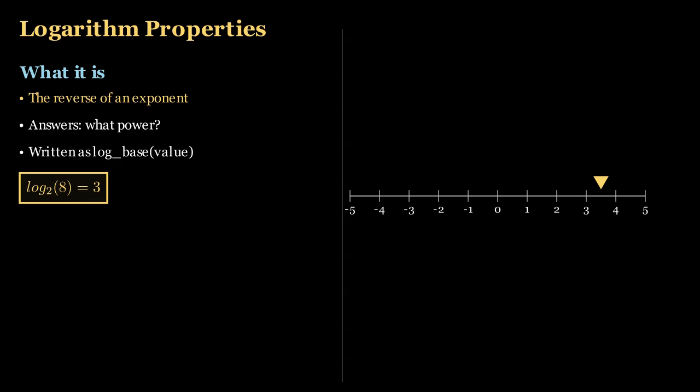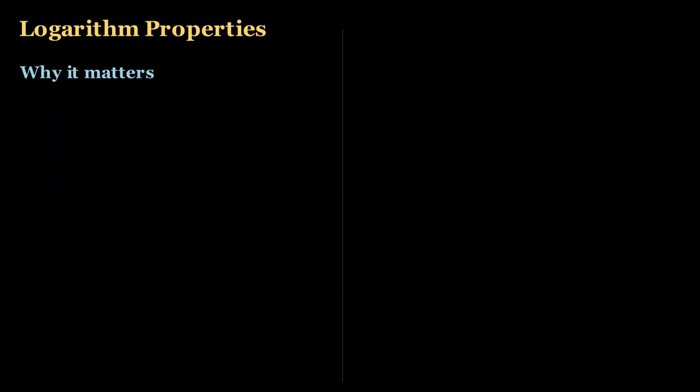Why do we need a whole new operation just to find a missing exponent? Because exponents let numbers get astronomically large, incredibly fast. A logarithm tames those huge numbers, scaling them down to something we can grasp. But the real superpower is this: logarithms turn multiplication into addition. Think about it.